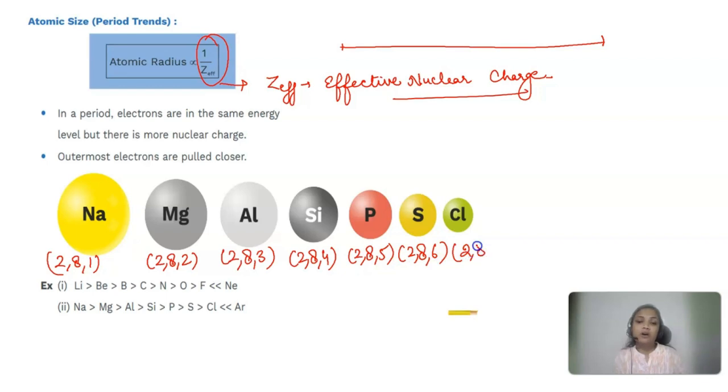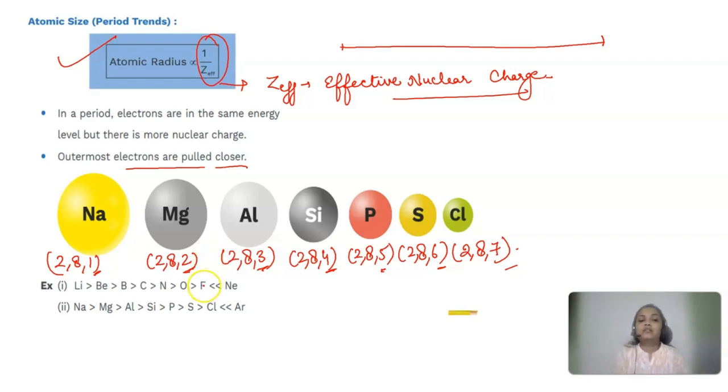We are not talking about the noble gases here, okay? So in this trend, the outermost electrons are pulled closer, because you can see the outermost electrons are getting added to the same shell. Because of increase in nuclear charge, electrons are pulled strongly to the nucleus and the size decreases. That's why we are saying that atomic radius is inversely proportional to the Z effective. Z effective means the effective nuclear charge.